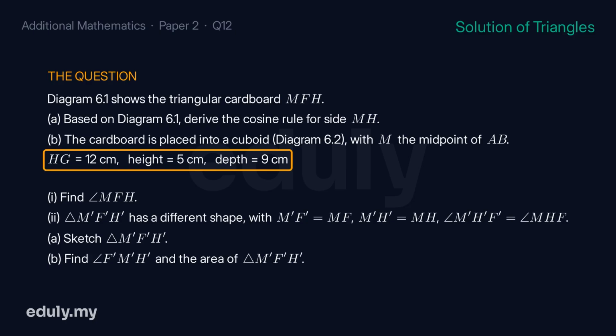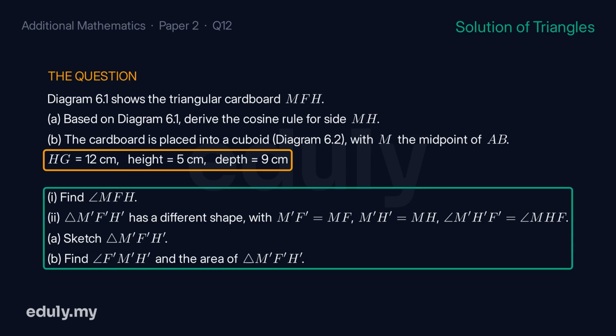Here is what the box gives us. Length 12, height 5, depth 9, and M sits exactly halfway along the top edge AB. And here is everything we must do. Derive the cosine rule, find the angle at F, sketch the alternative triangle, then find its top angle and its area.